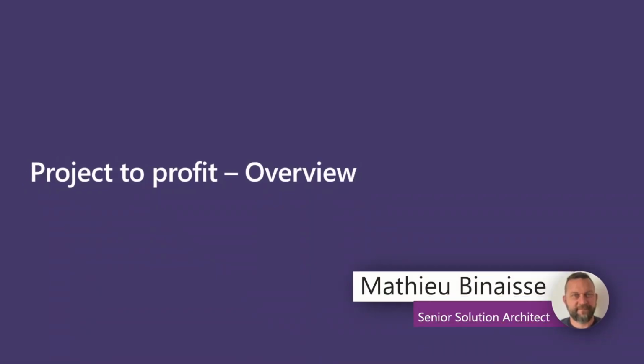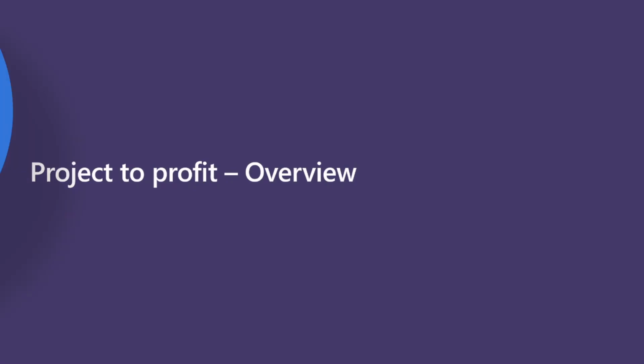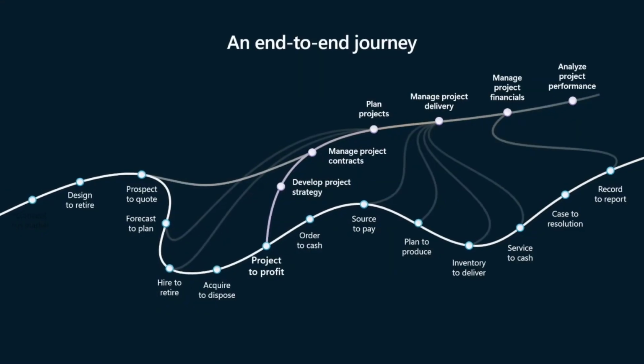Thanks, Lalita and Henrik, for this introduction. So let's dive into Project to Profit overview. So the Project to Profit process encompasses the entire life cycle of project management and delivery. It is interconnected with various other end-to-end business processes, such as prospect to quote, source to pay, plan to produce, record to report, and service to cash. In this presentation, we'll demonstrate how Microsoft can support your business needs through the Project to Profit process.